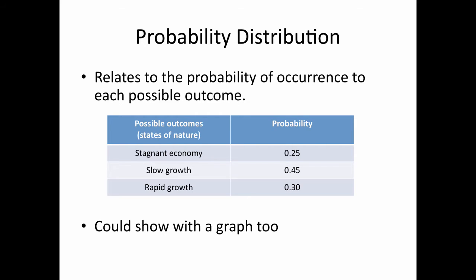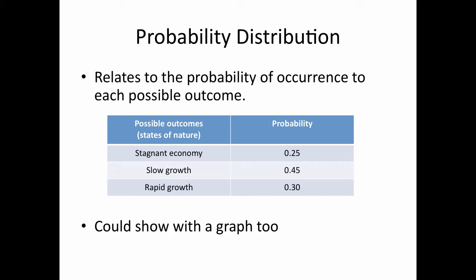To use these probabilities, we associate each possible outcome with an estimate of the probability or the likelihood that that outcome occurs. So really what we're doing is relating the probability of occurrence to each possible outcome. In the table, I've shown three different states of the economy, either a stagnant economy, an economy with slow growth, or an economy with rapid growth, and the associated probabilities.